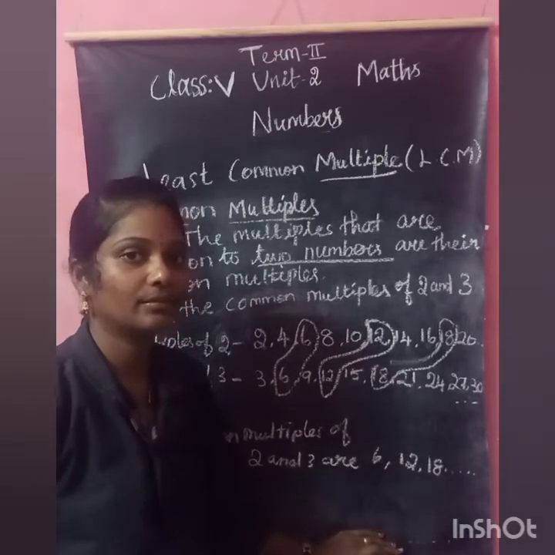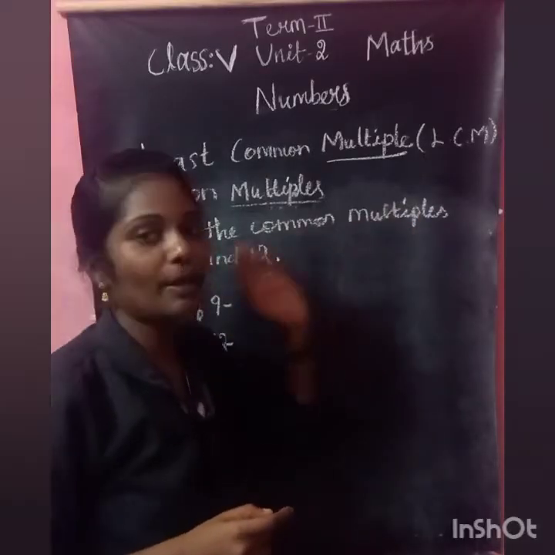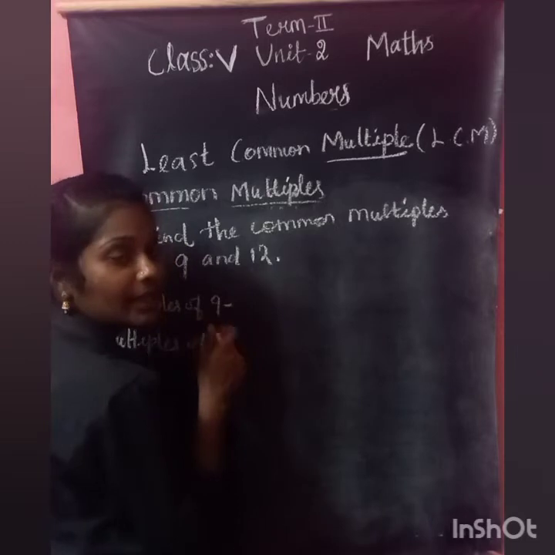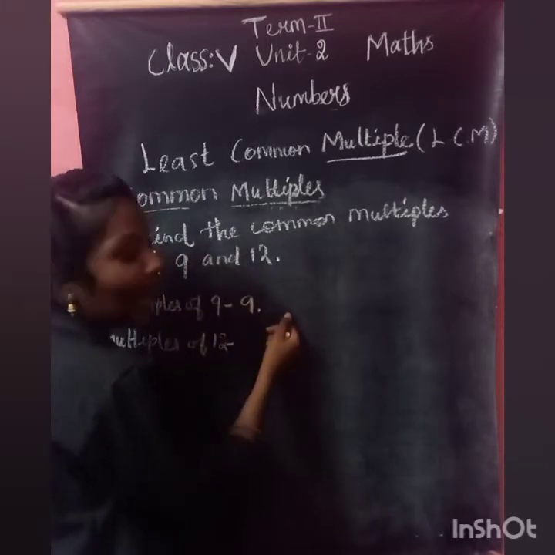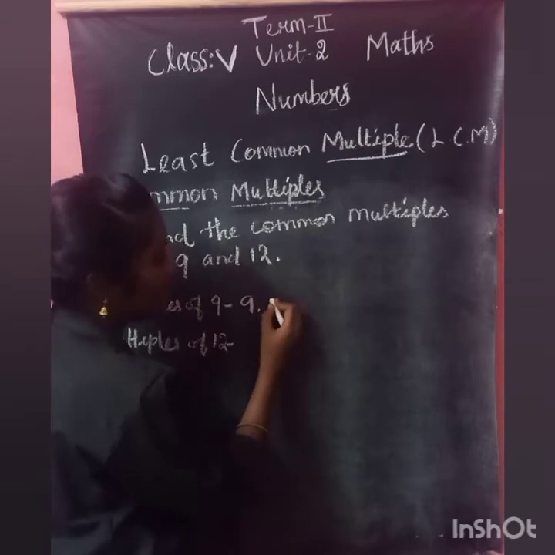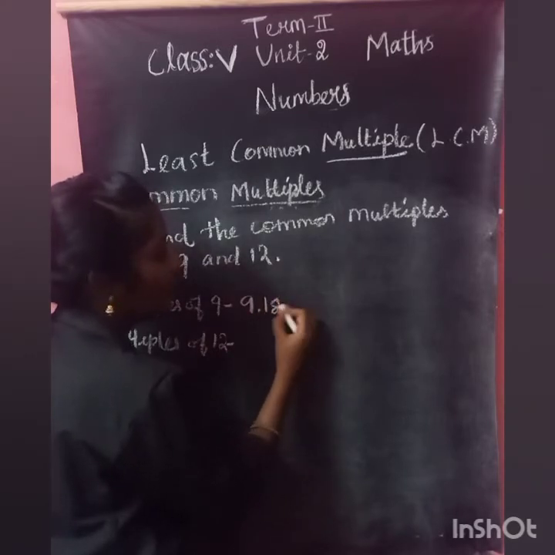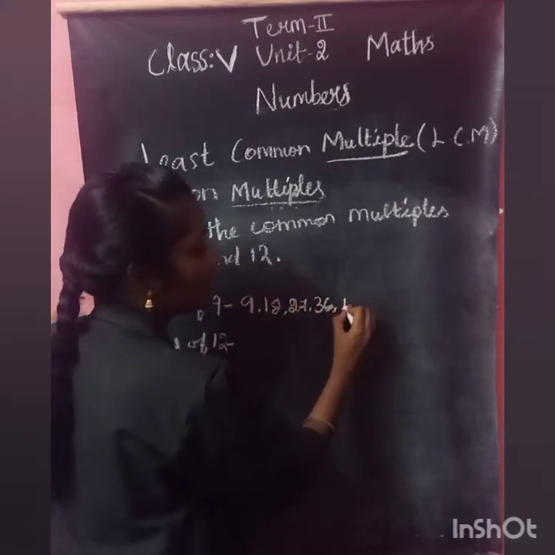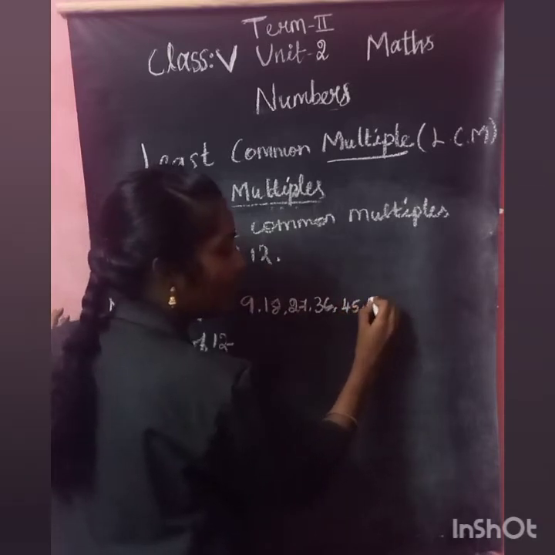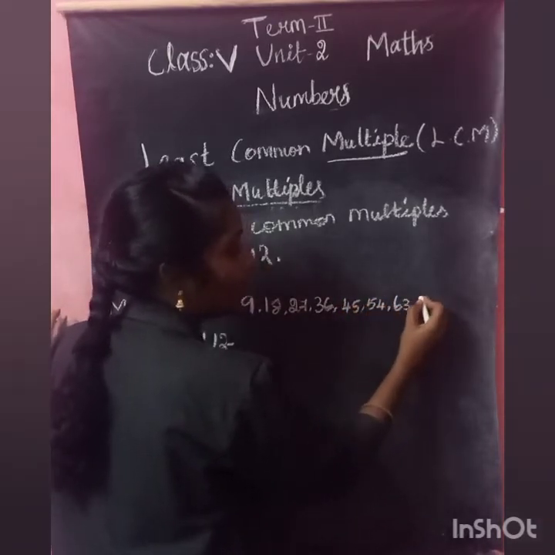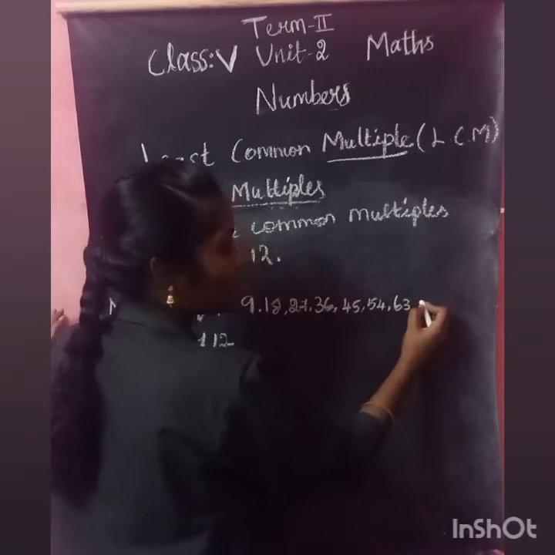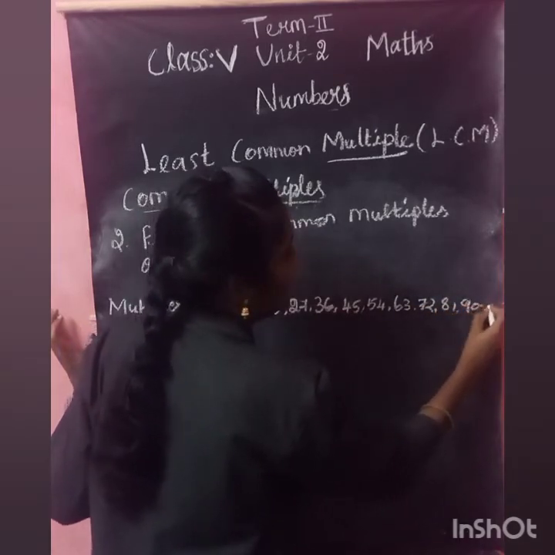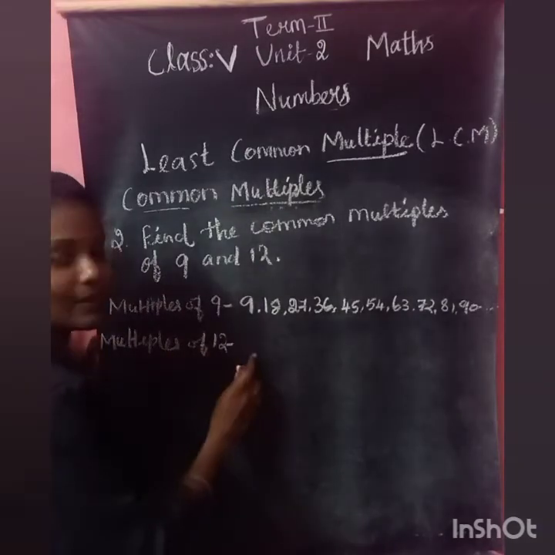Have you understood, children? Next is some more. Find the common multiples of 9 and 12. Multiples of 9: write the 9 table. So 9. We add 9 to each number. 9 plus 9 is 18. 18 plus 9 is 27. 27 plus 9 is 36. 36 plus 9 is 45. Next number, 54. Very good. Next, 63. Next, 72. Very good. Next, 81, 90, up to etc.